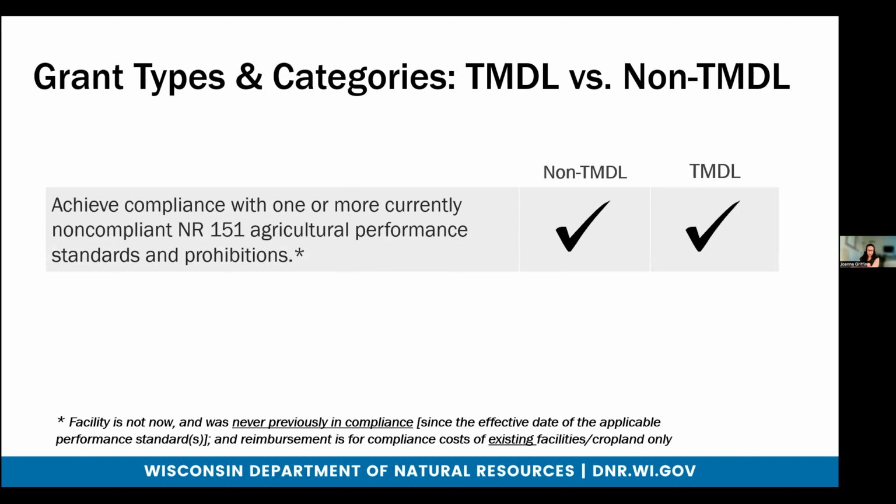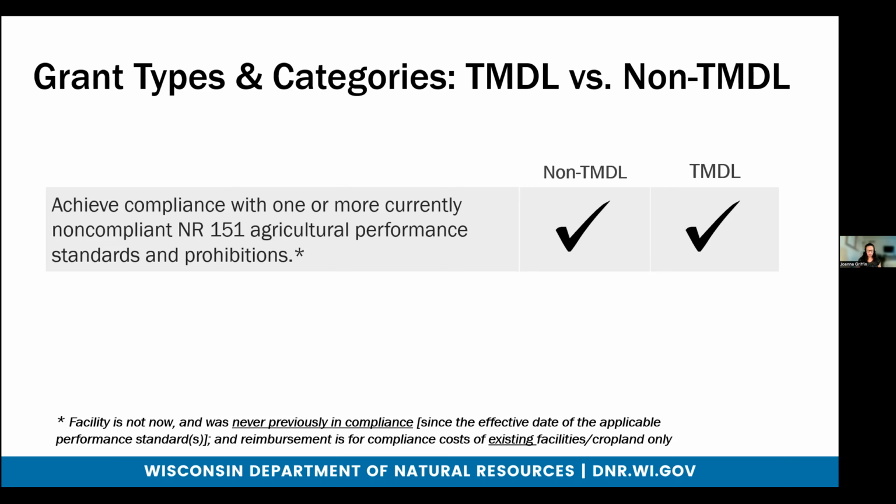So we've learned that both non-TMDL and TMDL grants can fund NR 151 performance standard compliance at facilities that are not now and have never previously been in compliance since the effective date of the applicable performance standard, and reimbursement is for compliance costs of existing facilities and cropland only.